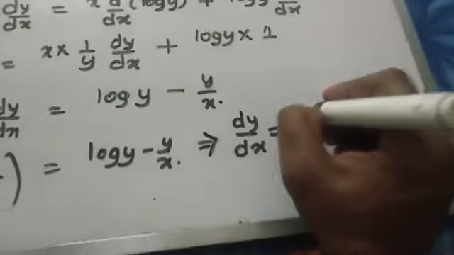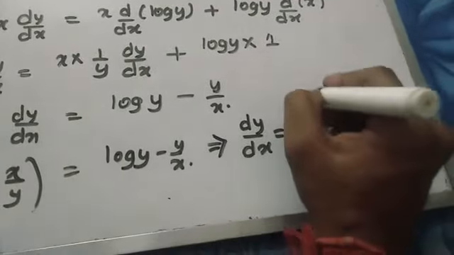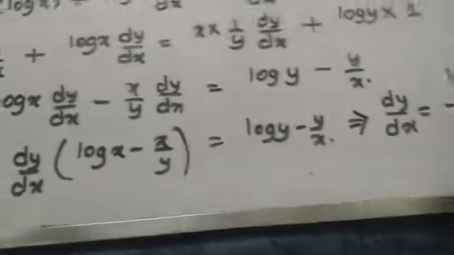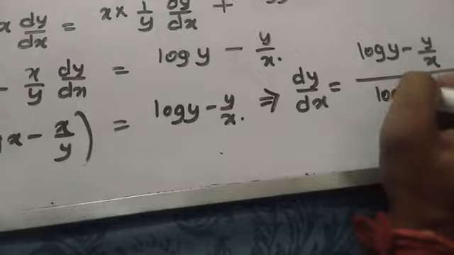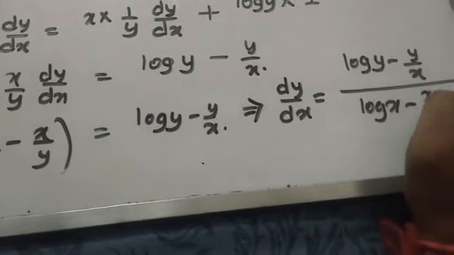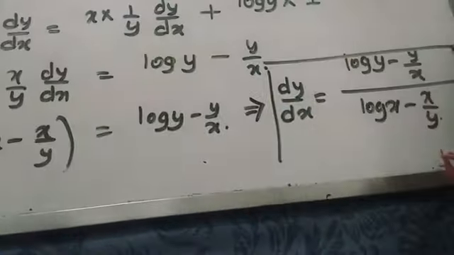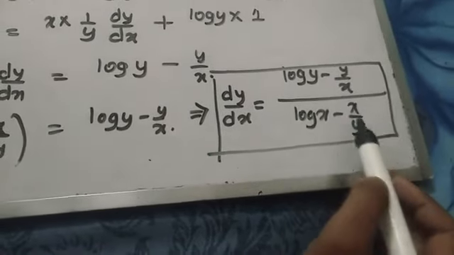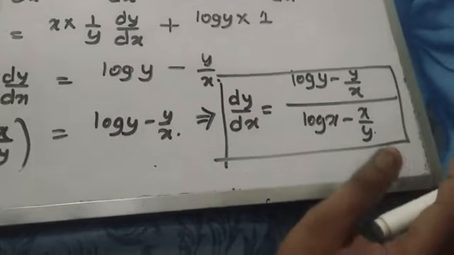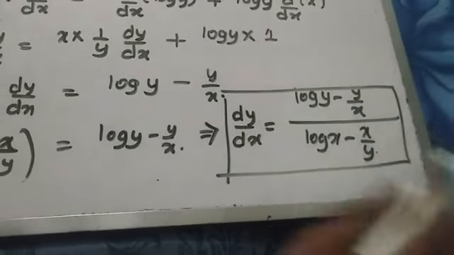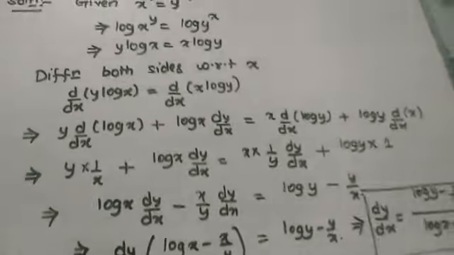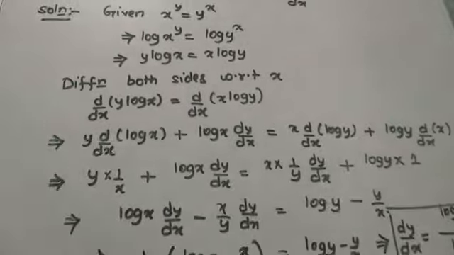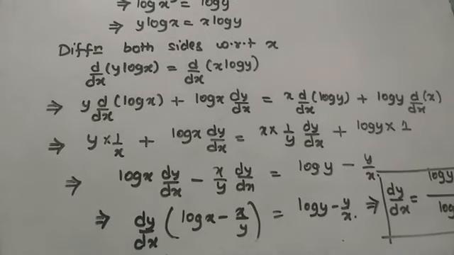is log y minus y by x, over what was log x minus x by y. Now here you can simplify further, that is you can take the LCM in numerator as well as denominator, then simplify. You can do that also. You can leave it up to this also. This all are correct. Okay, so this is all about question number 12. Clear? Very simple question. So let us proceed to question number 13.